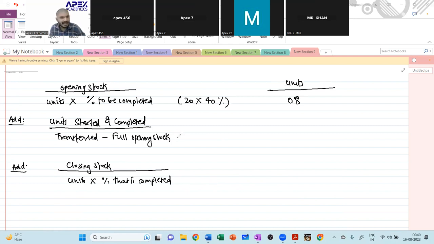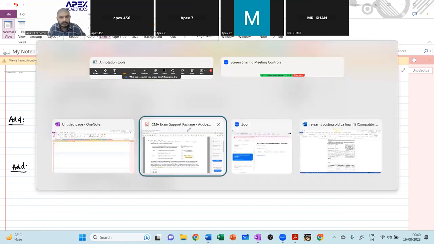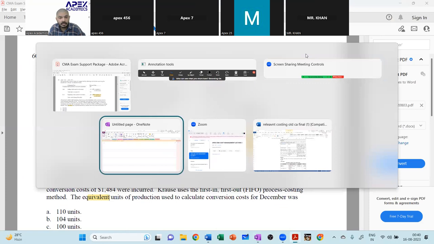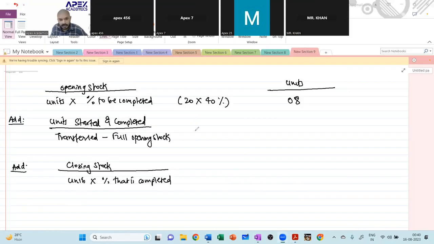Units started and completed: transferred minus full opening stock. How many units are transferred? See, 100 completed and transferred to the next department. And what is the full opening stock? 20. Means 80 are started and completed.